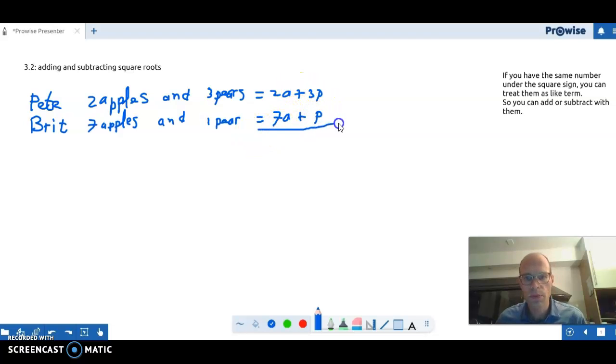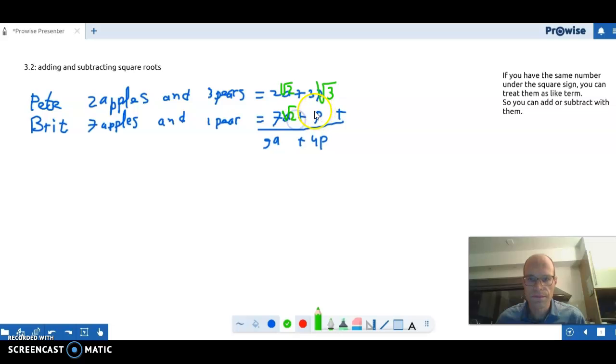So if you want to know how much you have in total, we have 2 plus 7 is 9 apples, plus 3 plus 1 is 4 pears. If the things are the same, they're called like terms. And it's the same with square roots. If, for instance, instead of a, I fill in the square root of 2, and instead of p, I fill in the square root of 3.